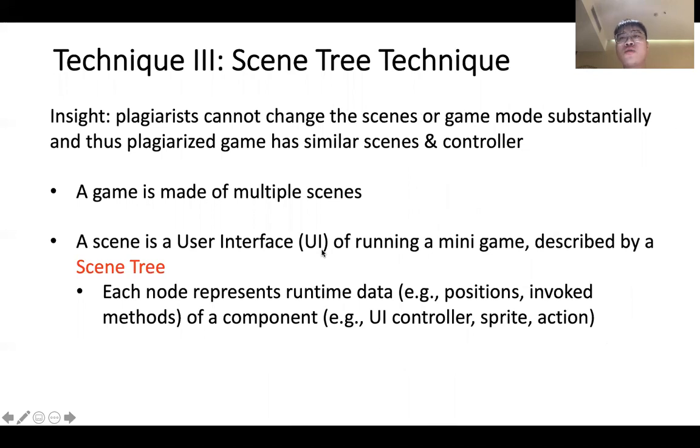Plagiarism may change code really differently, but they typically are not able to change the scene or game model substantially. Thus, a plagiarism game has similar scenes and controllers as the original game. A game is made of multiple scenes, and a scene is a user interface of running a minigame, described by a scene tree. Each node in the scene tree represents runtime data such as position and the invoked method of a component like the UI controller, sprite, and action.